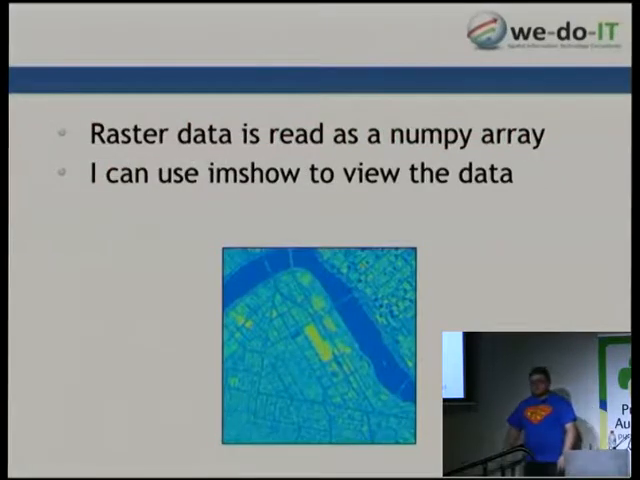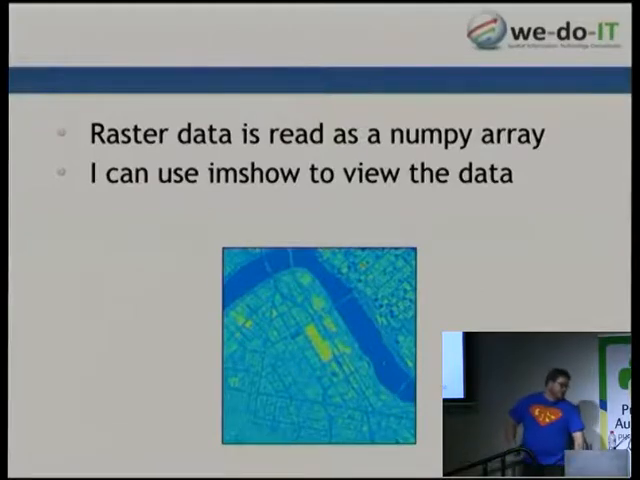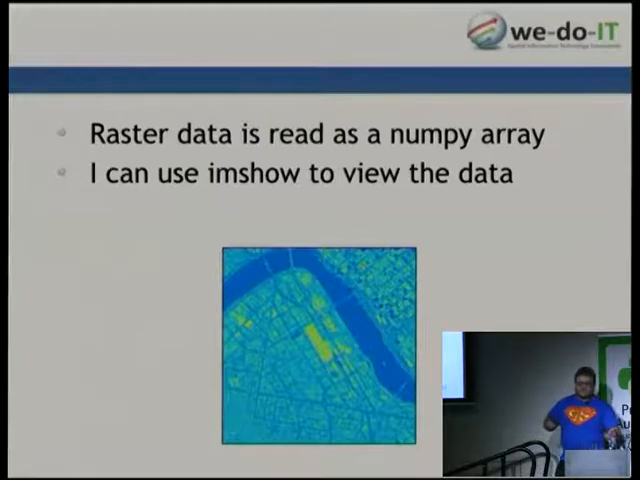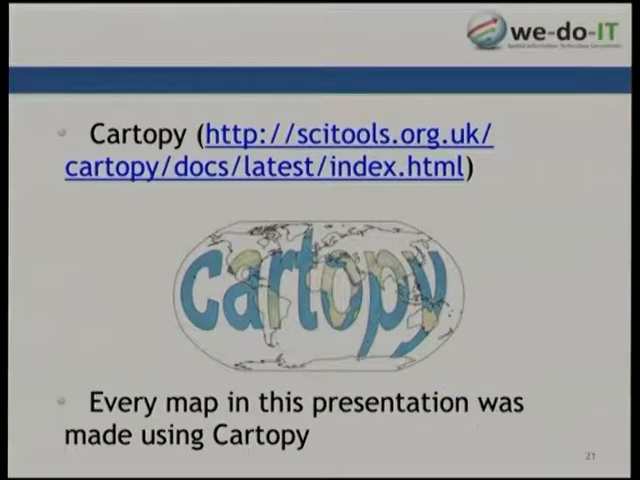But we now have a NumPy array. And I can do things like quickly plotting that array out with matplotlib imshow. That's really easy to do. Everyone's done that before. And we get a nice little picture here. But again, having that there isn't particularly useful by itself. So in comes CartoPy.